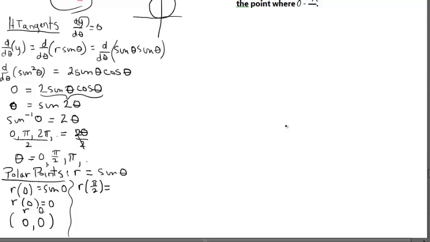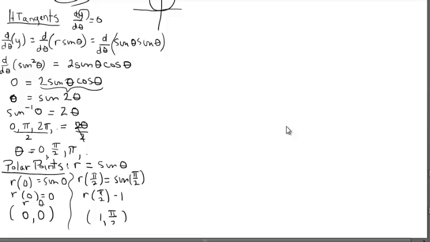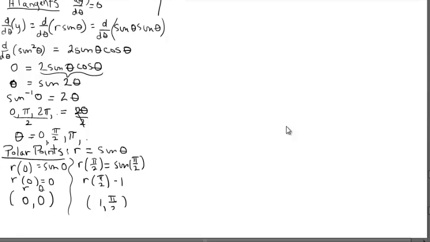So plugging in pi over 2 for theta, the sine of pi over 2, well, that's just 1. So let's think about what this results in. Okay, so the point here was 1, pi over 2. This is r, this is theta. So look back up at the picture there, and you can see that in polar form on that circle.